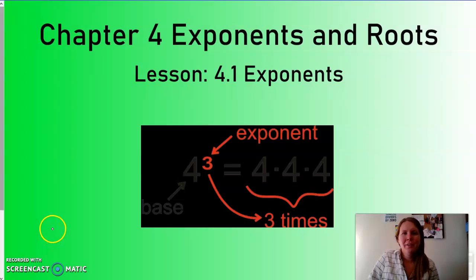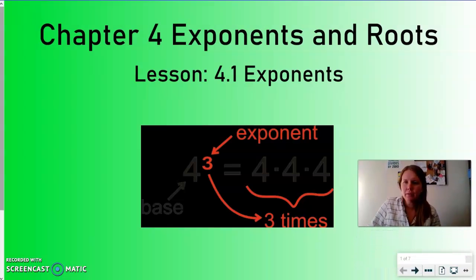Hello, hello! Welcome to our next unit here, which is Chapter 4, Exponents and Roots. Today we're going to be doing Lesson 4.1, which is all on exponents. So I have this lovely little picture here. We'll probably go a little more in depth of it, but talking about how we have a number raised to a certain power, and this power is sometimes called power or sometimes called an exponent.